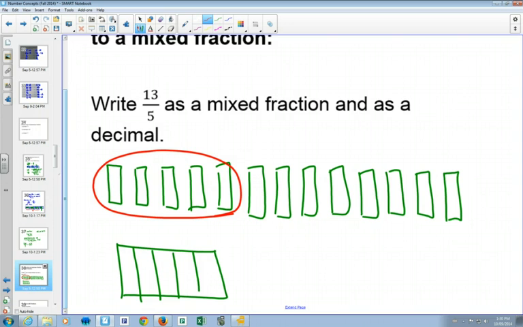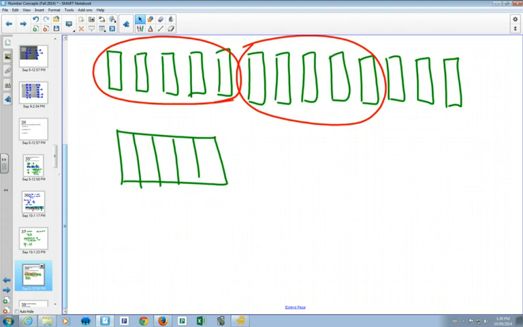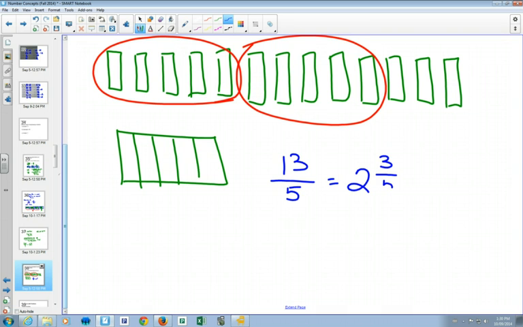That would be the same as a chocolate bar. These 5 could be put back together. That would be the same as a chocolate bar. And you would have 3 left over. Okay? So 13 fifths from this example is the same as 2, and you've got 3 of those pieces that are a fifth left over. So 2 3/5.